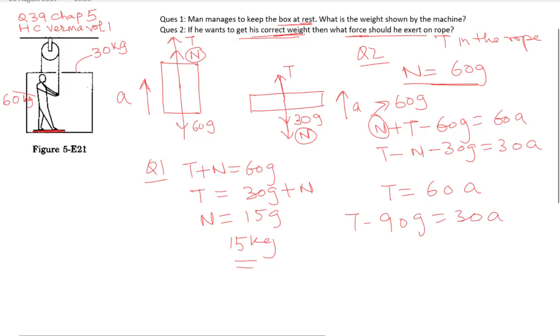If I substitute A as T by 60 and solve this equation, I get T is equal to 900, 1 by 2. So this becomes 1800 newton.